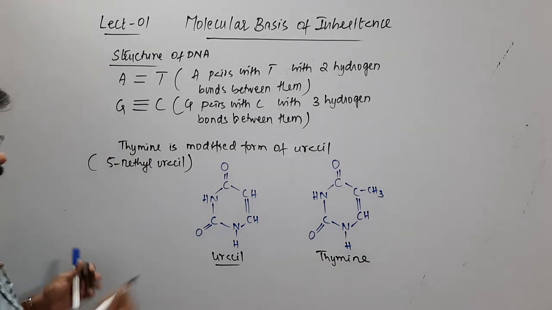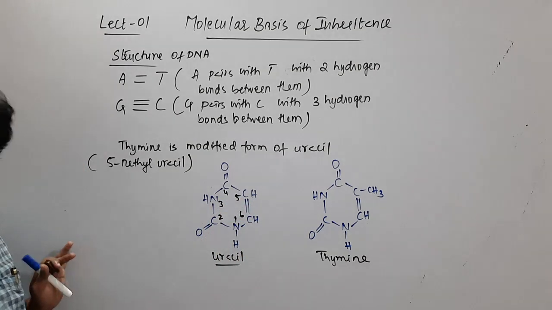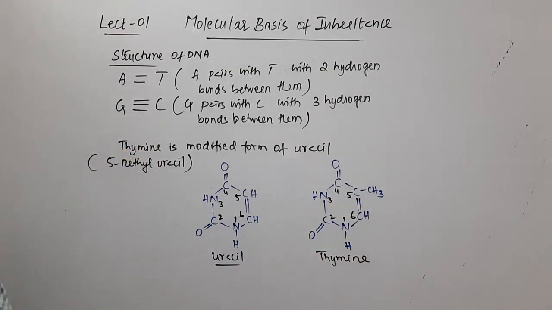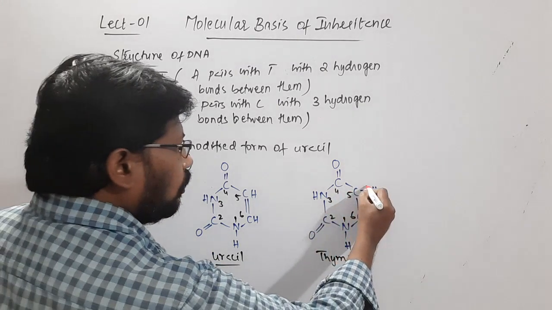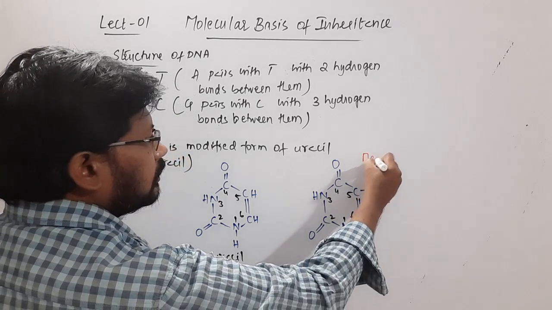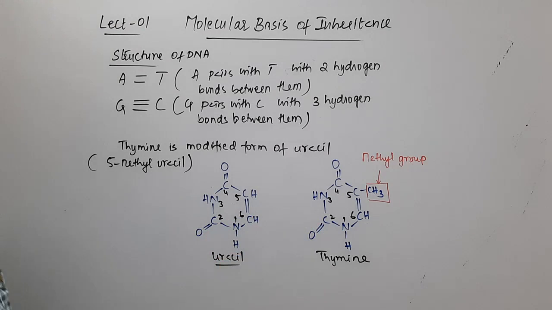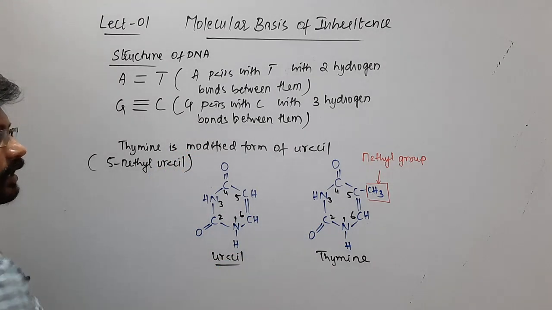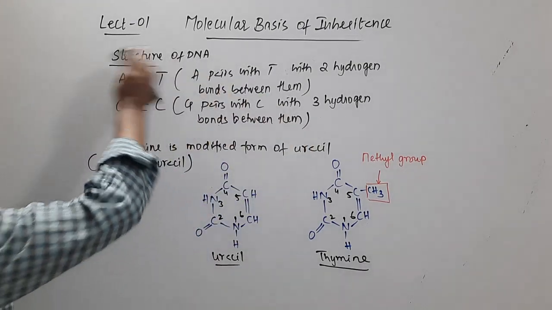When we see the numbering, this is the first, second, third, fourth, 5, 6. And the same in this case, 1, 2, 3, 4, 5, 6. And you can see in the case of thymine, at the 5th position there is an addition of a methyl group. So you can see the presence of the methyl group. The remaining structure is almost the same. So uracil is modified to form thymine. So I say thymine is a modified form of uracil, right? So that's about the nitrogen bases.